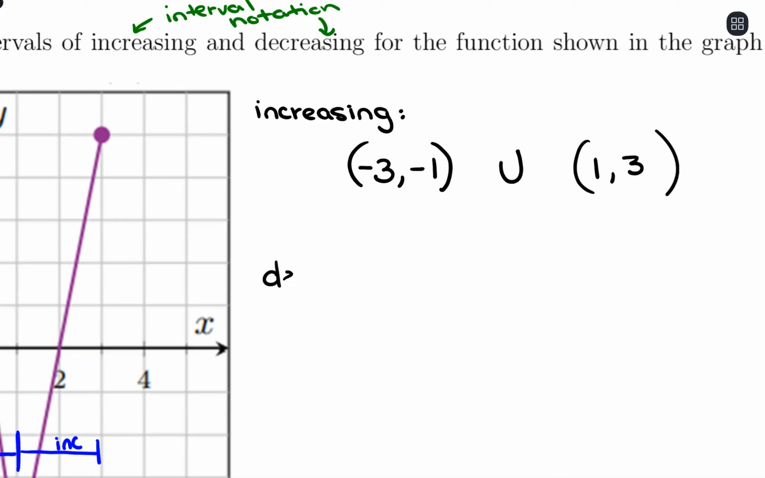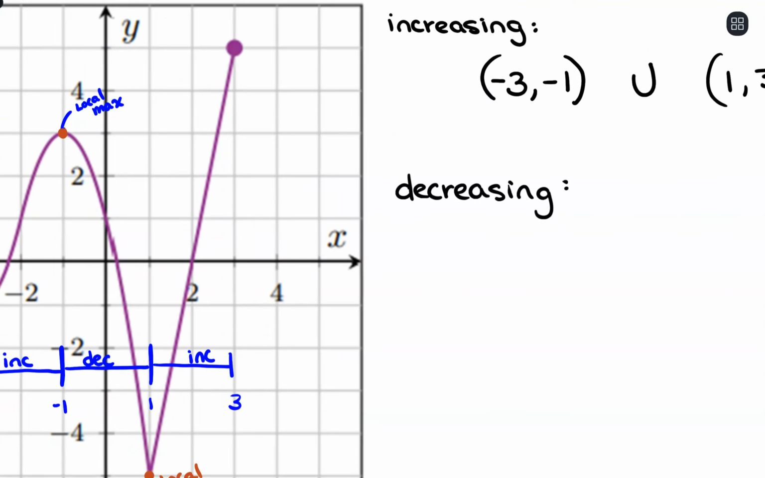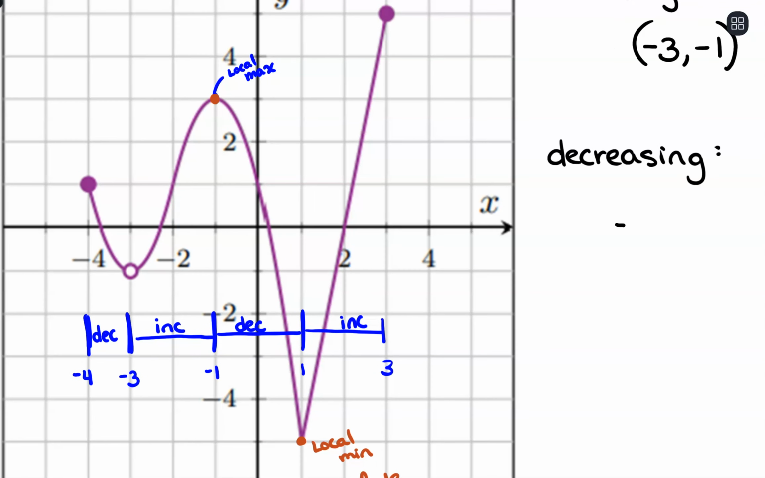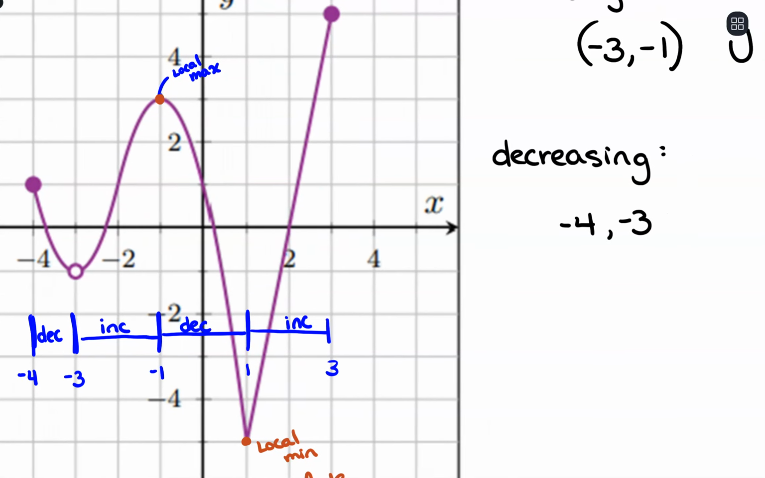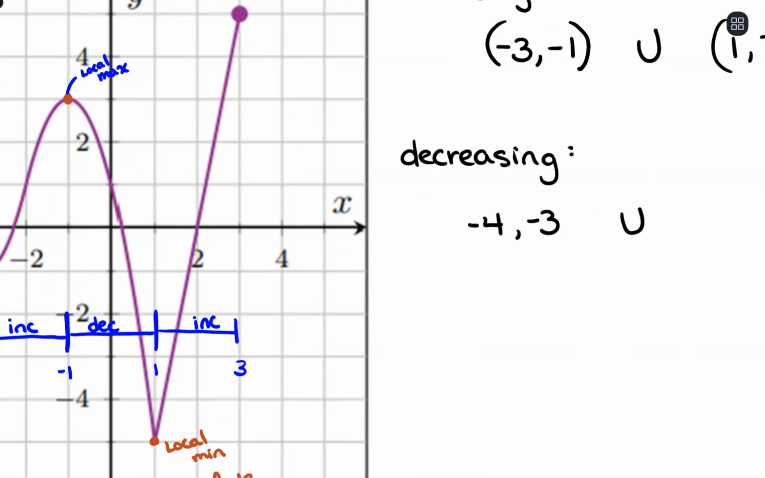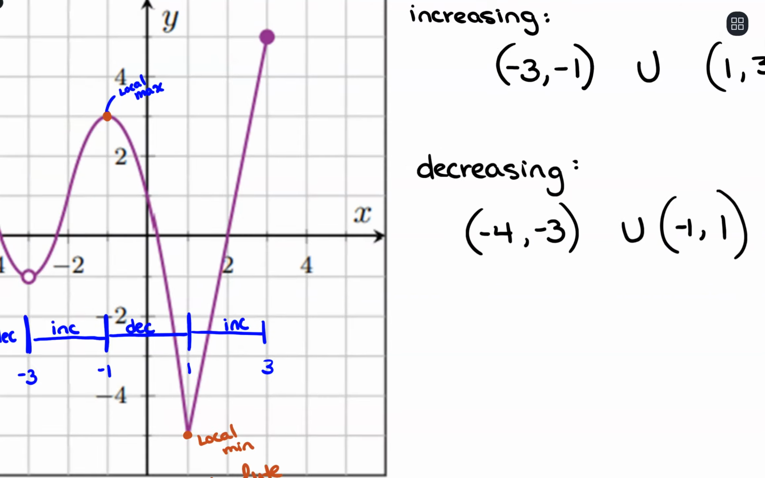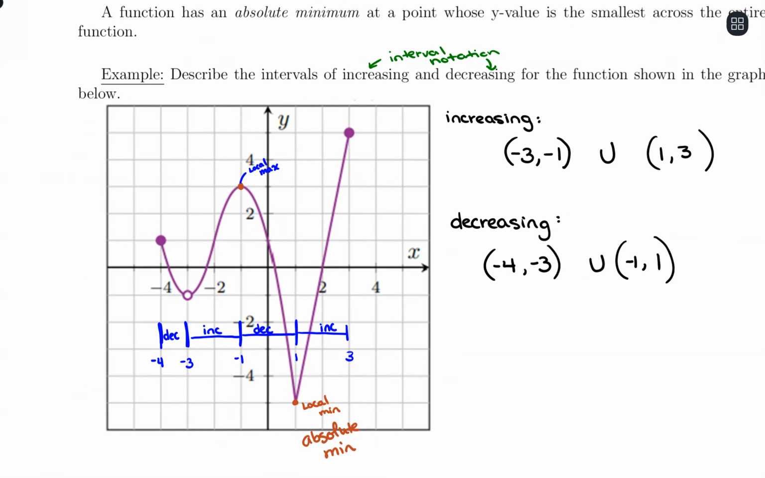Okay, let's do the same thing with decreasing. So our intervals where our function is decreasing, we started at -4, and then we're decreasing until -3. And then it picks up again at -1 and continues decreasing to 1. And we're just using parentheses because we don't want to include those endpoints. All right, so that's how we describe increasing and decreasing with a function.